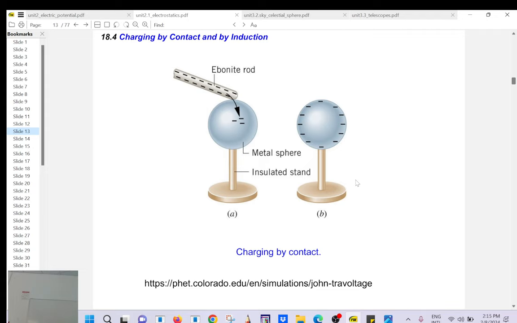So in that case, the electrons will be able to move as far as they can. And you see, this is called polarization. Also called charging by induction. This part will be positive, the other part will be negative. So I have like a dipole. What do you think is going to happen if I touch it?